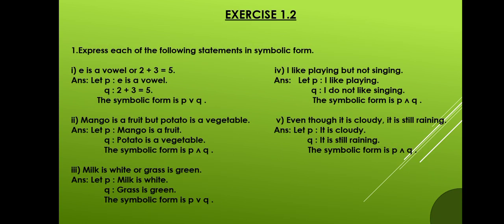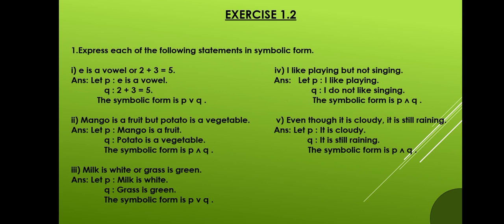Let's begin with exercise 1.2. Express the following statements in symbolic form. E is a vowel or 2 plus 3 equals 5. Answer. Let P be, E is a vowel. Q be, 2 plus 3 equals 5. Then the symbolic form of the given statement is P or Q.